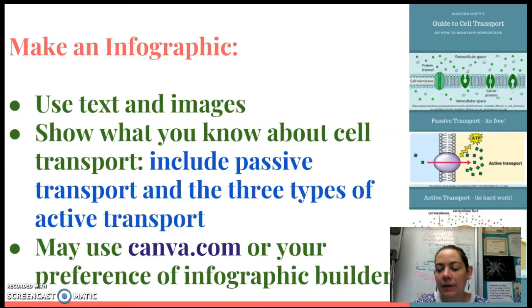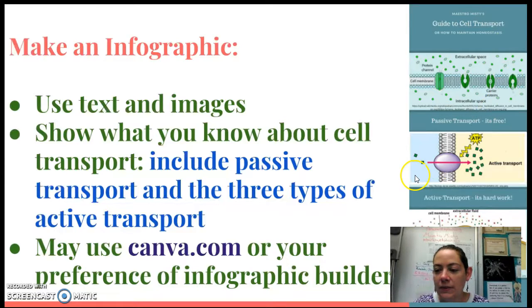Your last assignment for this unit is to build an infographic. That's a picture like the one that I made here that uses both images and text to tell you about something. You're going to need to create an infographic that tells me about different types of cell transportation. You will need one example of passive transport, and then each of the 3 types of active transport: molecular transport, endocytosis, and exocytosis. So you'll have 4 different things to put on your infographic.